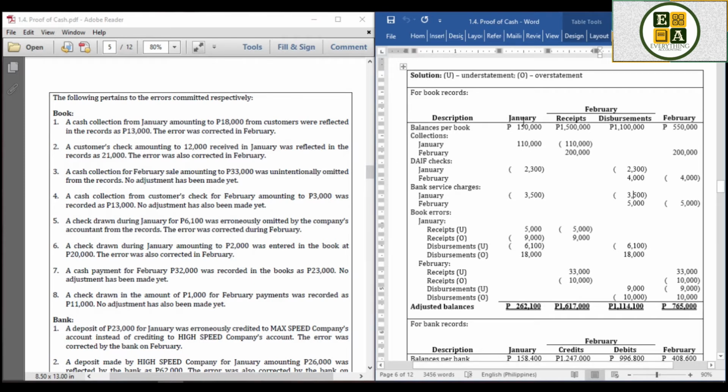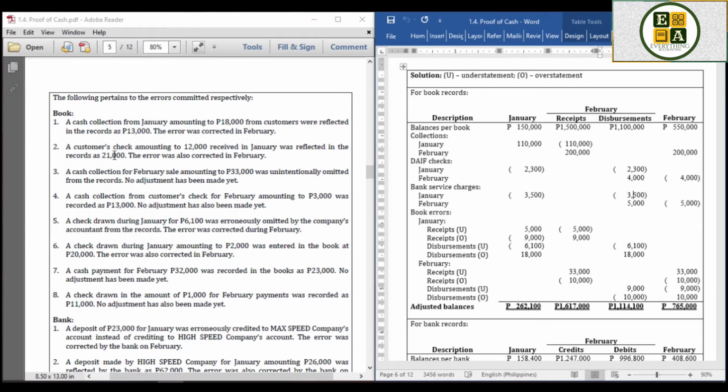So, dito dapat natin siya i-correct, pero na-correct siya dito sa February. Now, asan yan? Eto, yung 5,000 na yan is understatement of receipt. So, add tayo ng 5,000 sa January column, pero minus tayo ng 5,000 dito sa receipts column, kasi nga error siya on receipt. Okay? Naidagdag kasi siya sa receipt ng February. So, kailangan siyang i-deduct.